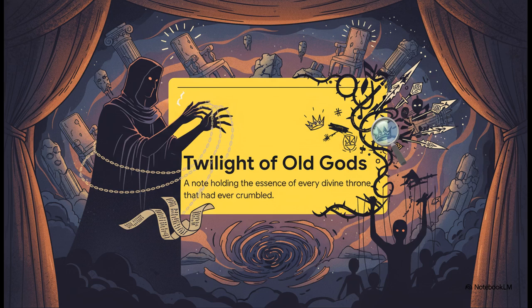Now, this wasn't just your standard sheet music. It was written in this really unique script that literally held the essence of every single divine throne that had ever crumbled. The bard instantly recognized what this was. He knew it formed the core of something called the Scavenger's Overture.